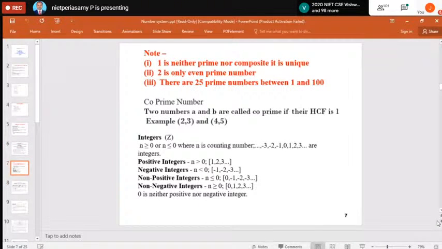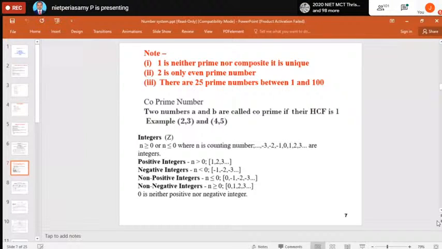Next, what about the number 1? Is the number 1 either prime or composite? That is given in a note. The number 1 is neither prime nor composite. The number 1 is not a prime and also not a composite. It is unique. That is the first point in the note.